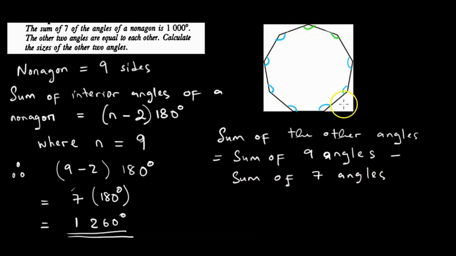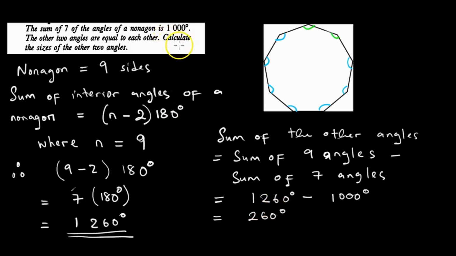My angles are 9. When we add them, they give us 1260. But the 7 were given to us as 1000. So if we subtract the sum of 7 from the sum of 9, we remain with the sum of 2. This is equal to the sum of 9 angles, which is what we calculated here, 1260 degrees, subtract the sum of 7 angles, which is what we were given in the question, 1000 degrees. This is obviously equal to 260 degrees.